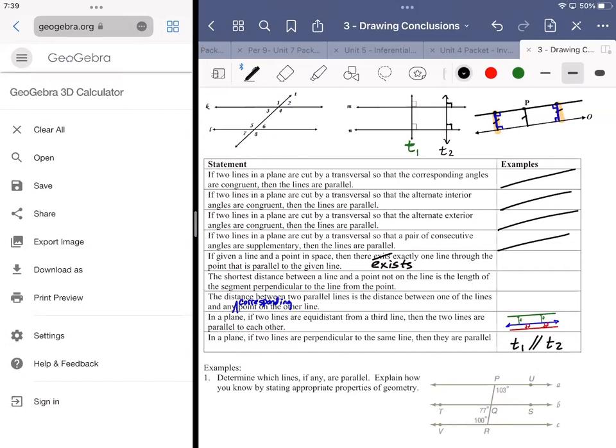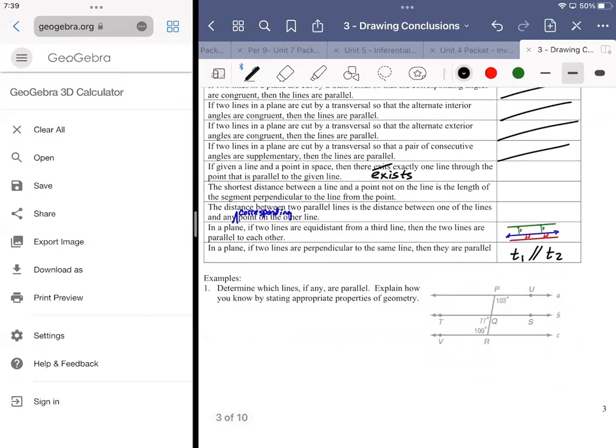Okay. So the example below: determine which lines, if any, are parallel, and explain how you know. Looking at the numerical values here, I got 103, and I got a 77, and I got a 100, right? Now, B and C, it's another one of those overly busy diagrams, but line B and line C, those are not going to be parallel to one another. B is not parallel to C.